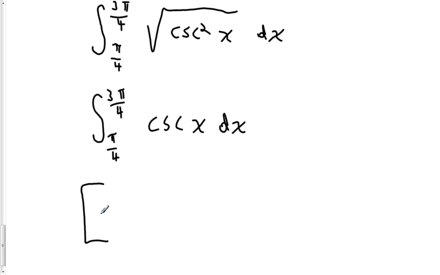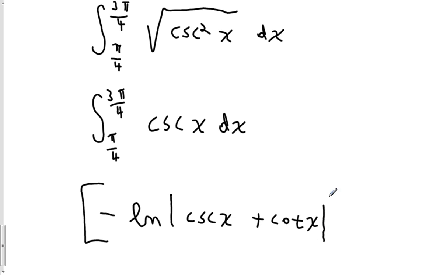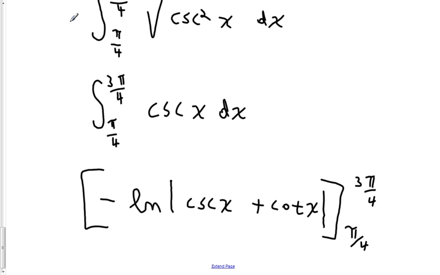This is actually equal to the negative natural log of the absolute value of the cosecant of x plus the cotangent of x. And we're taking this integral from pi over 4 to 3 pi over 4. So we're going to plug pi over 4 and 3 pi over 4 into this expression. Let's see what the result is here.